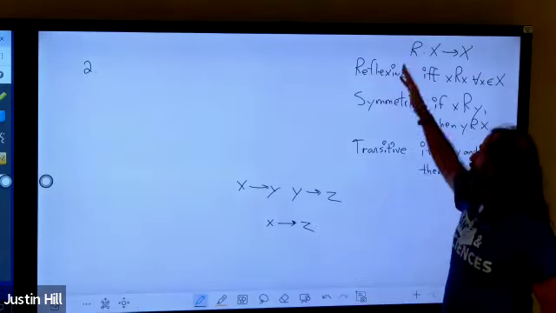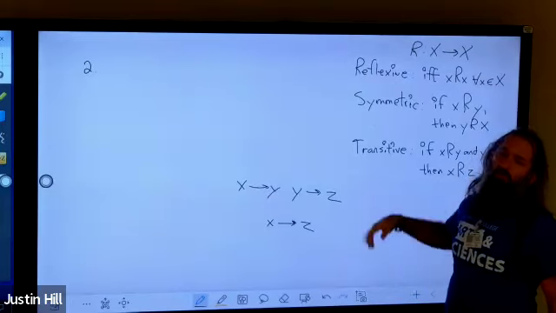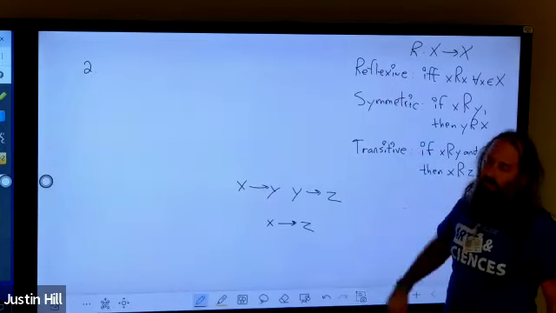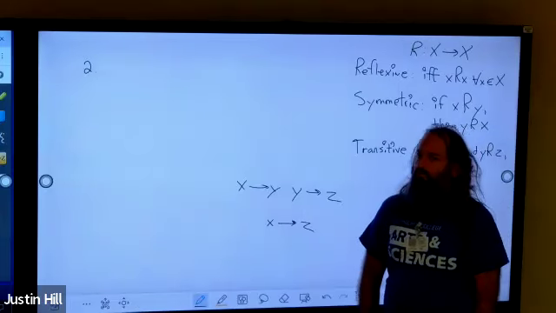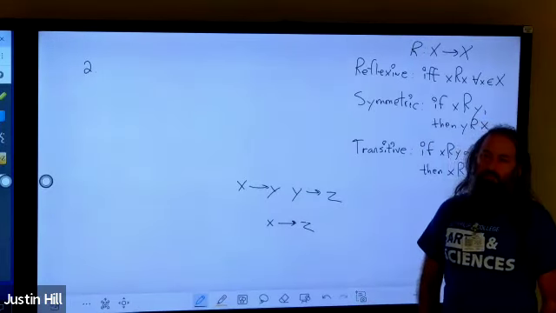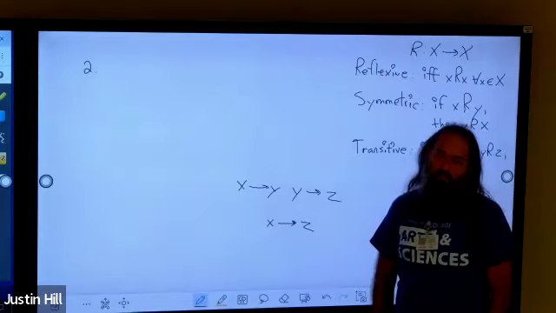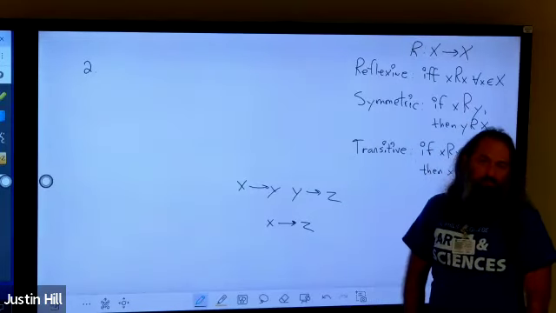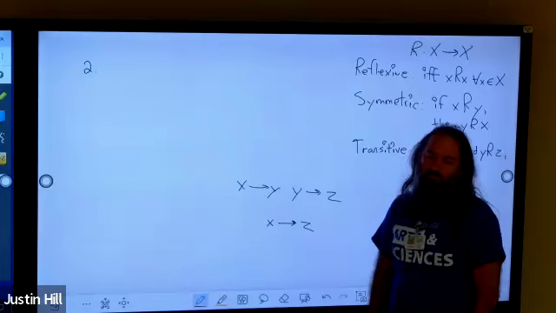There are relations with none of these. There are relations with one of these. There are relations with two of these. There's no real pattern to, oh, a relation should have such and such property. We're just going to look at them and see what they have.